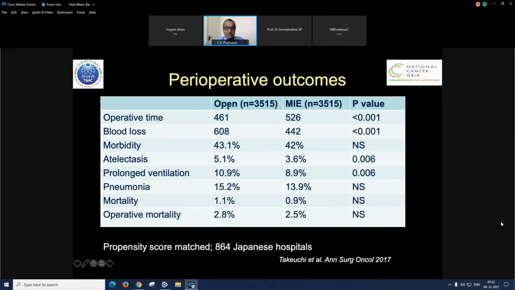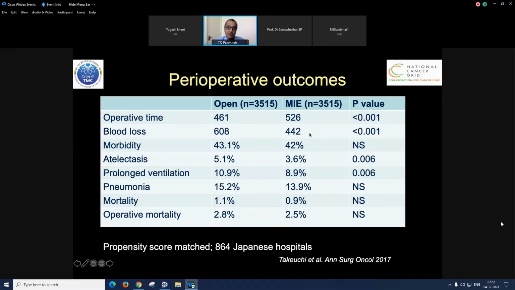The open surgery took significantly lower time, approximately an hour lower than the minimally invasive approach. Blood loss was again significantly lower, approximately two-thirds of the blood loss of an open esophagectomy is what was seen in a minimally invasive esophagectomy, and that has been our experience as well.